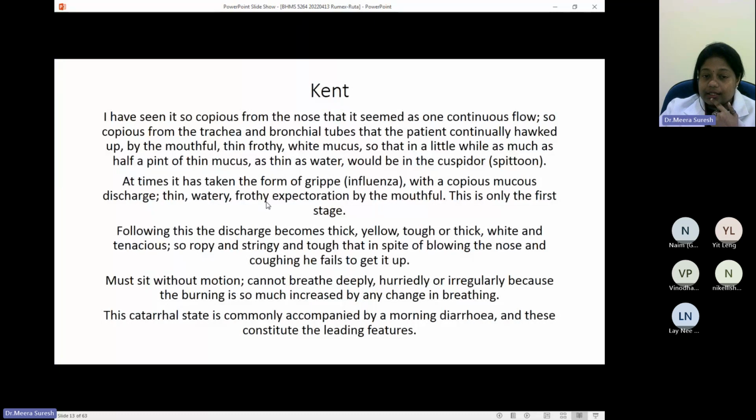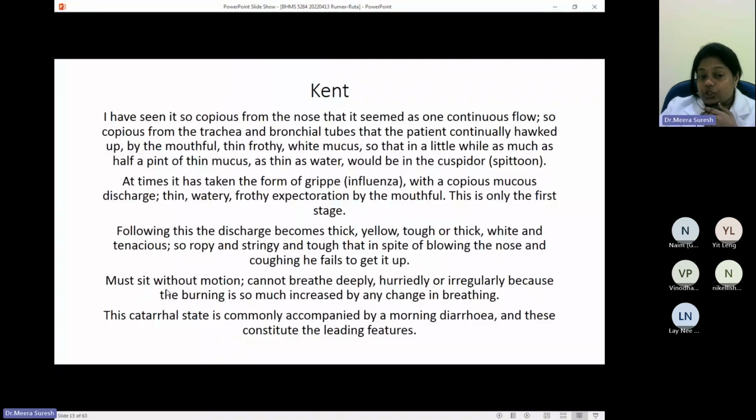But then it goes towards the secondary stage, where the discharge becomes thick, yellow, white, and tenacious, or sticking. So ropey and stringy that in spite of blowing the nose and coughing, he fails to get it up. So initially it will be thin watery, but later it can become thick, similar to the state of a Kali bichromicum condition, where it is becoming thick, whitish, and tenacious or stringy in nature.